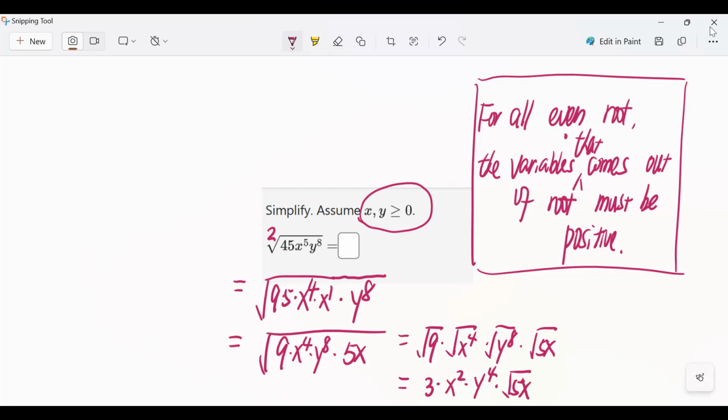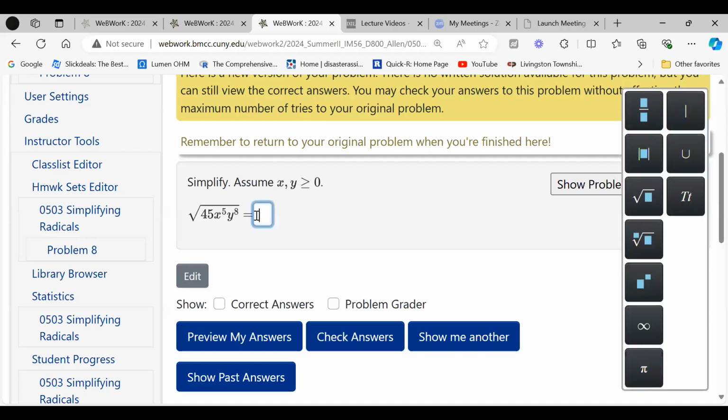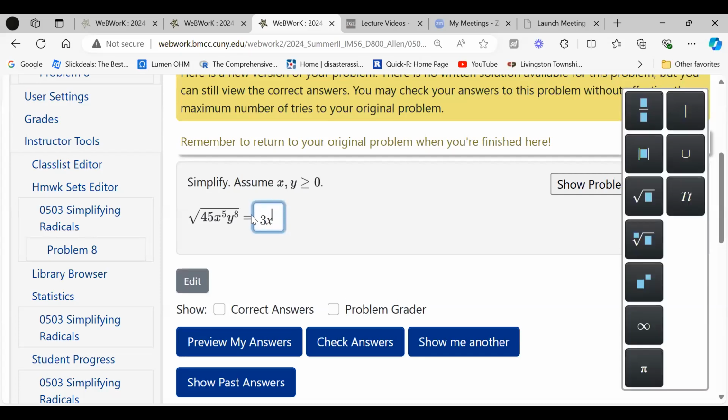Okay, any question about this? Okay, so 3x squared, y to the fourth, times square root of 5x. So that will be it.